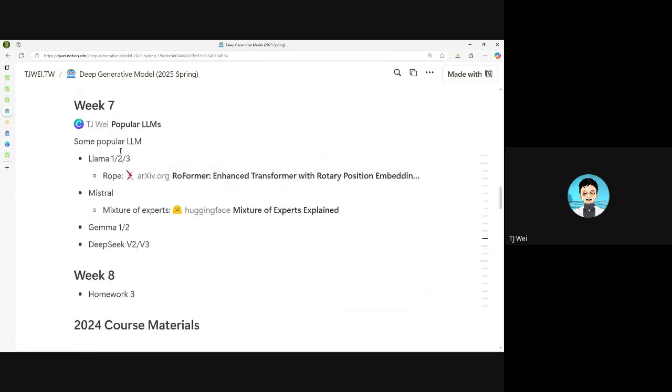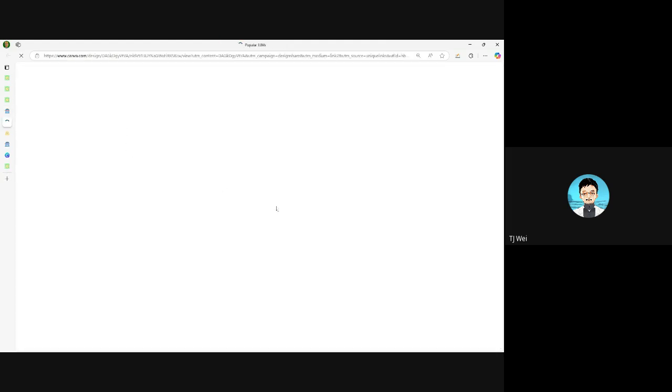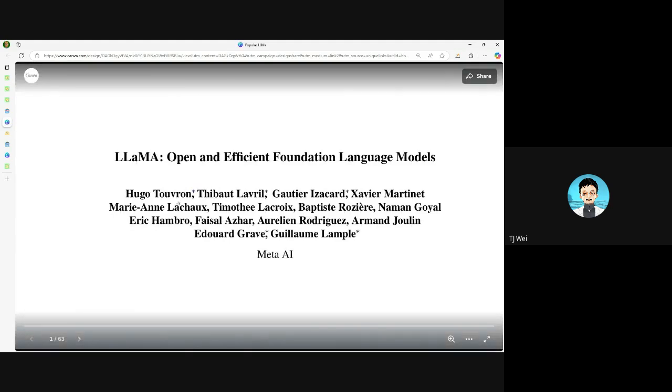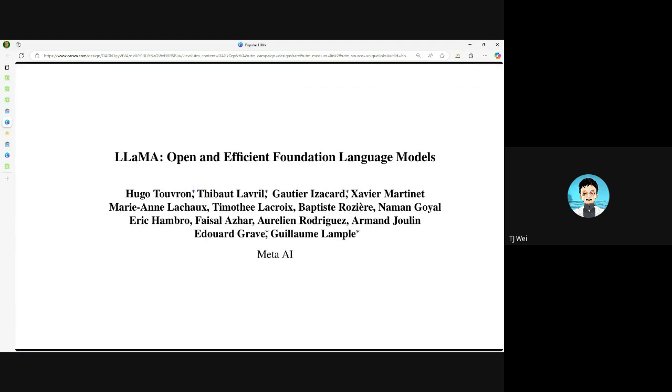Okay, let me go to the second slide, popular large language models. The first one is Llama. Llama is probably one of the most famous language models, the flagship of large language models. It's developed by Meta AI. So let's talk about how it is trained and how it is different from GPT or other models.